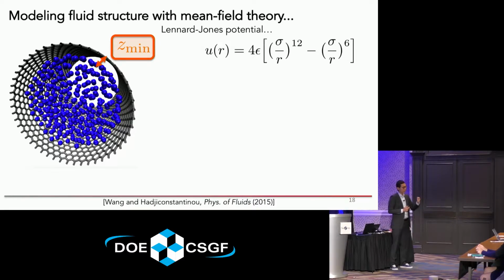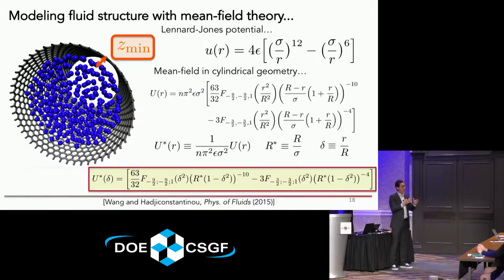If we try to think about and model layering in a system of a confined Lennard-Jones fluid, which is a fluid where the interactions are primarily van der Waals forces, you can work out an expression using mean field theory for the average effect that a fluid particle sitting inside of the carbon nanotube feels as a consequence of all the environment around it. It's kind of messy, but what's really cool is that you can do it analytically and get a closed form expression.